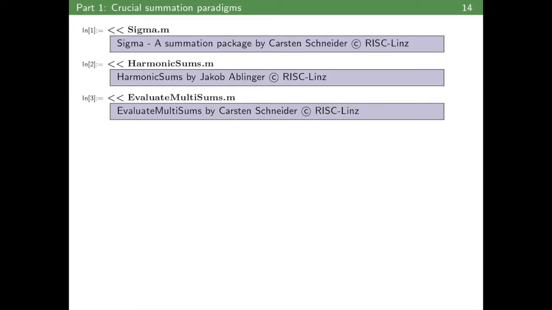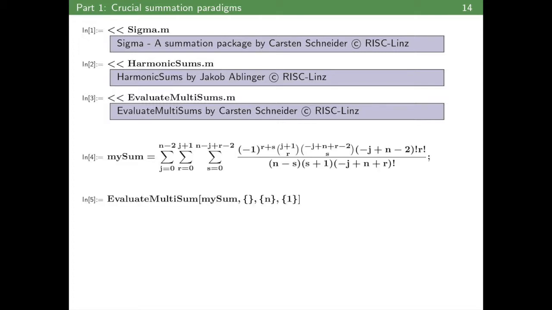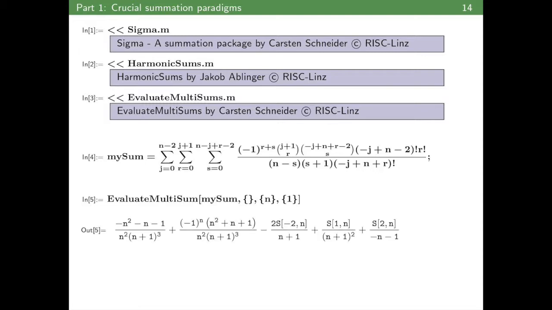So here, you load in the package Sigma. The package HarmonicSums is dealing with limits. We have asymptotic expansions for objects. And this is my package EvaluateMultiSums, which combines the previous two packages. You insert just your sum, and then you say EvaluateMultiSums. In within one minute, you get the closed form. And we do much more complicated things, and I have handled several millions of such sums. So the code is quite robust, meanwhile.